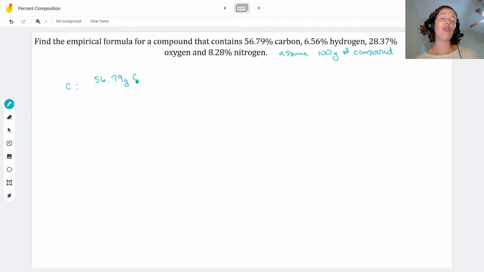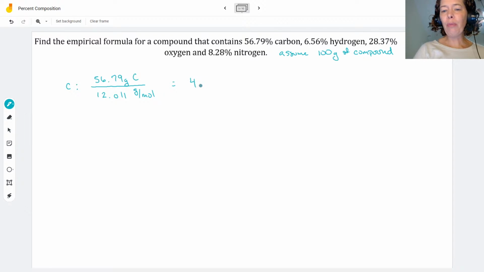So that's why we assume 100 grams, because it just makes the math really, really easy. Now I'm going to take my grams of carbon and divide by the molar mass of carbon, and that is 12.011 grams per mole. Okay, and this gives me 4.73 moles of carbon.